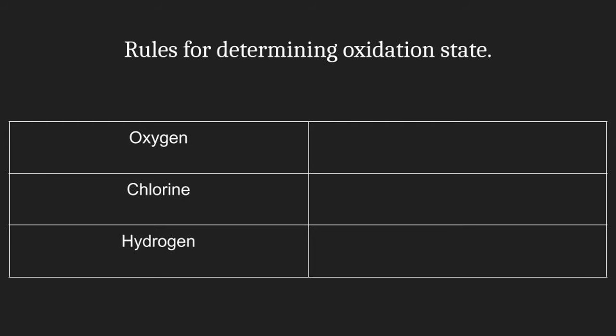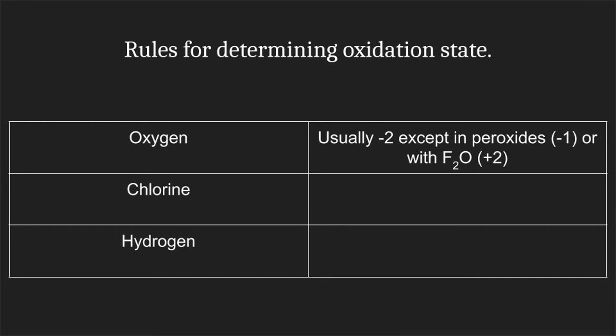The next set of rules we're going to go over are sometimes rules. They usually apply, but they have some exceptions. So the first is oxygen. Oxygen will usually have a -2 oxidation state. The only time it doesn't is when it's in a peroxide, and then it has a -1 oxidation state, or in the compound F2O, where it has a +2 oxidation state.